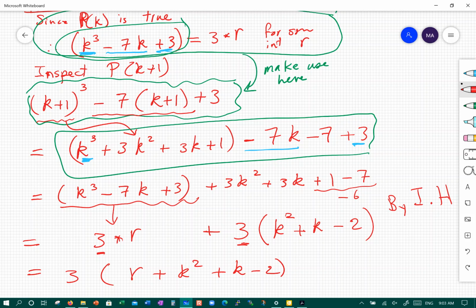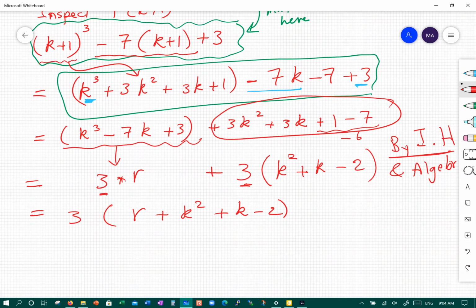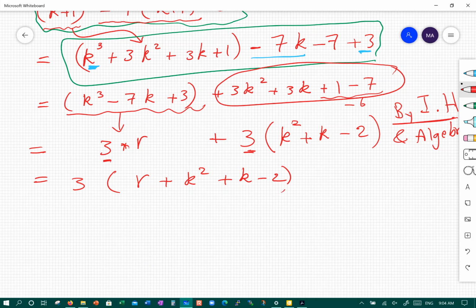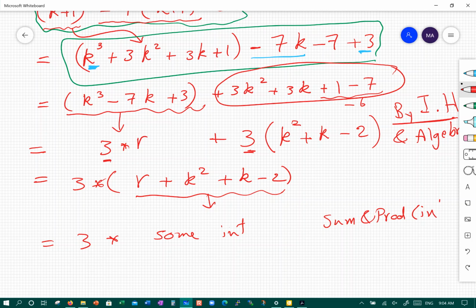By the way, in the previous step, not only did I use the induction hypothesis, but I also used algebra to factorize 3 from this part. So now this is the sum and product of integers. So this equals 3 times some integer, because the sum and product of integers is an integer.